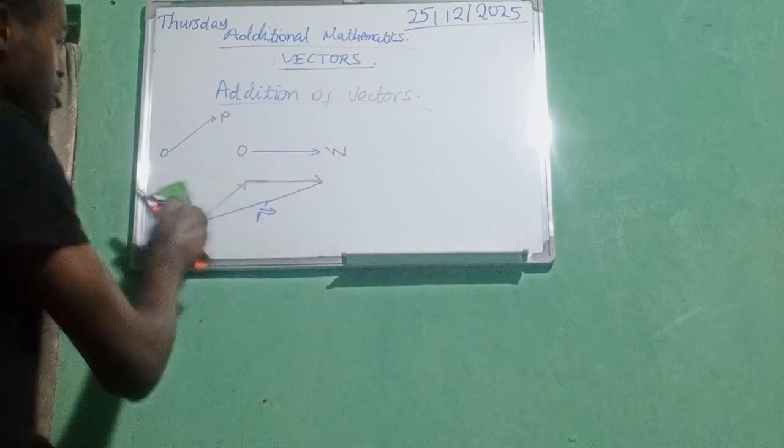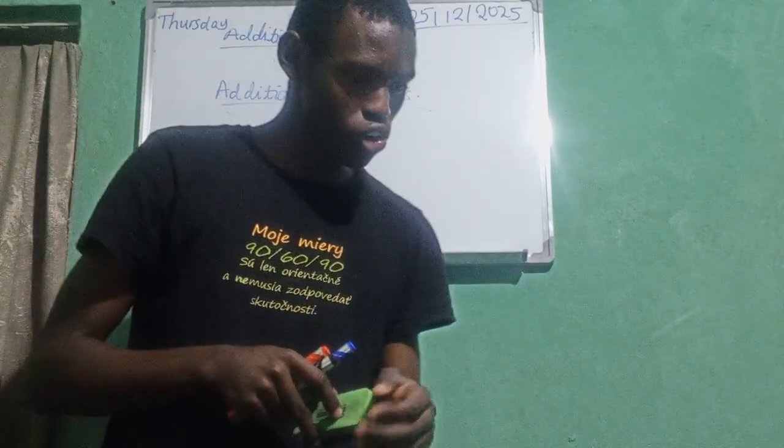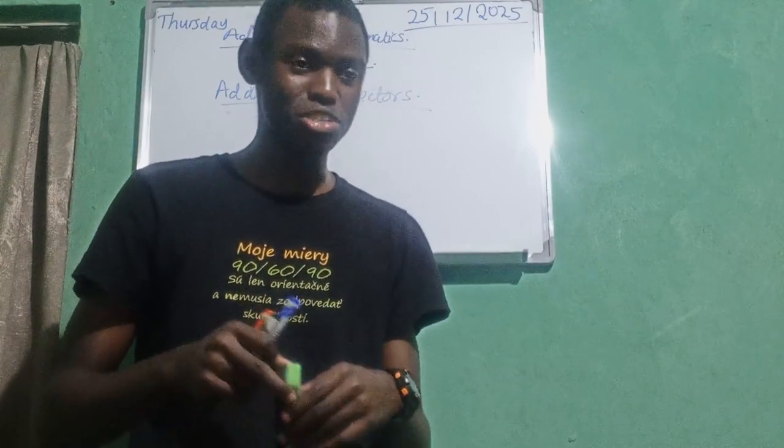Alright, that has been addition of vectors. Now we are done with addition of vectors. In the next video, we are going to look at position vectors, an introduction to position vectors and collinear points.